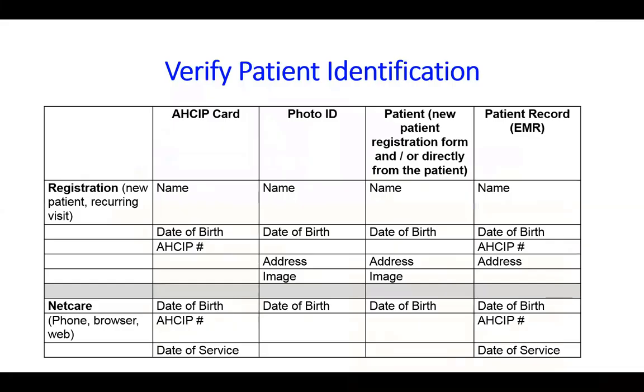So when you have a patient coming to the office, you have asked them for their Alberta Healthcare Insurance card. You'll ask them for the photo ID. You'll ask them for information from the patient. Now, they may tell you that verbally. I also like to use a new patient registration form so that they might be actually writing down some of this information. And we'll come back to that in just a minute.